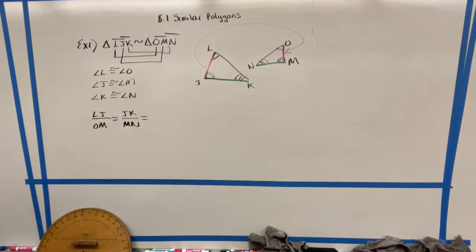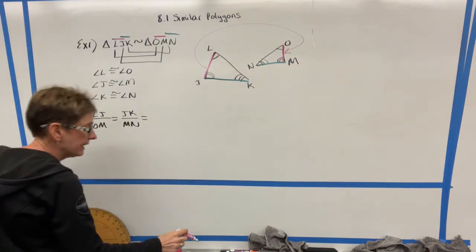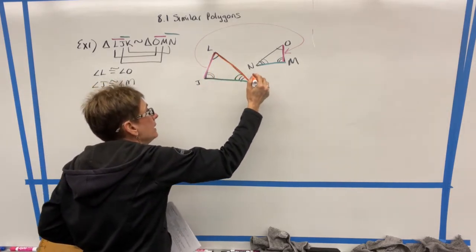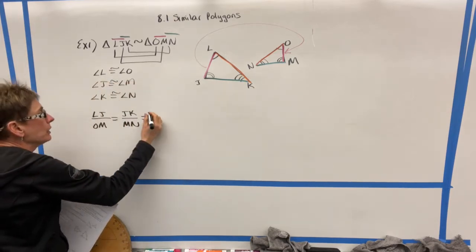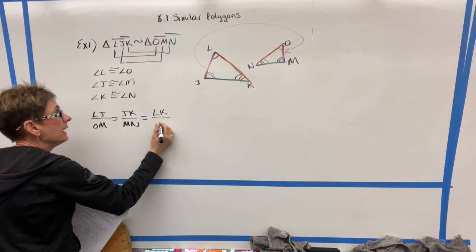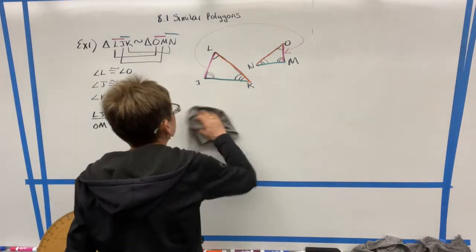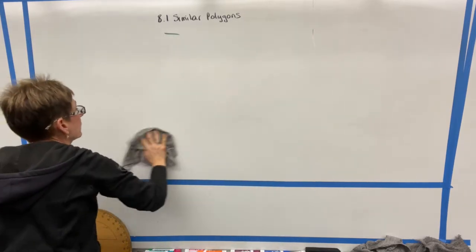Can anyone finish that statement there and tell me what the last pair would be? The last pair would be to look at side LK. We'll do that, say, in orange. And NO. So I know I would get the same number if I took the length of LK and divided it by the length of NO. So that would be example number 1. Okay, we've just got 3 more examples, and then the rest we will go over in homework.